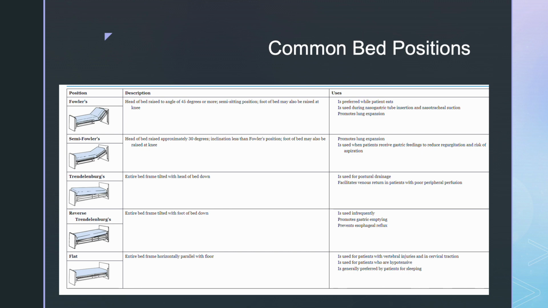Reverse Trendelenburg is not used very often. It's when we put the foot of the bed down. Again, not used super often. If we need the patient's head above their feet, we'll normally just set them up into Fowler's or semi-Fowler's position. And we have flat, and this is just when the patient is supine and the entire bed is completely flat and horizontal, parallel with the floor.